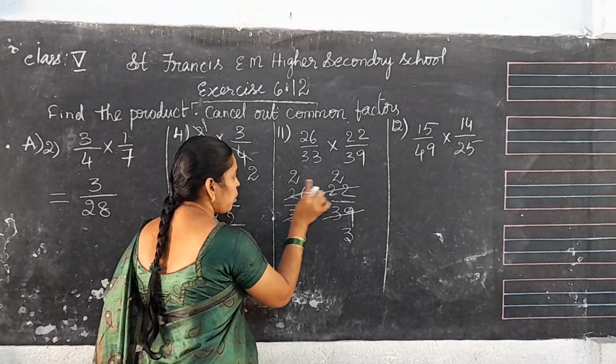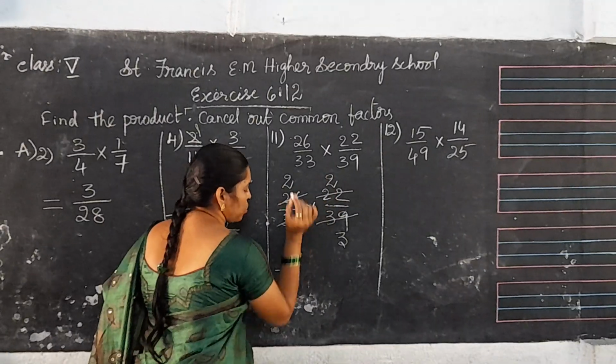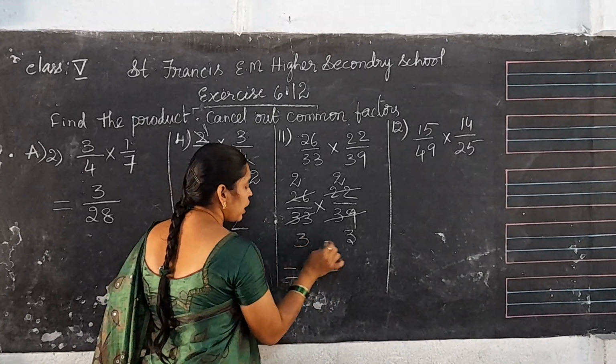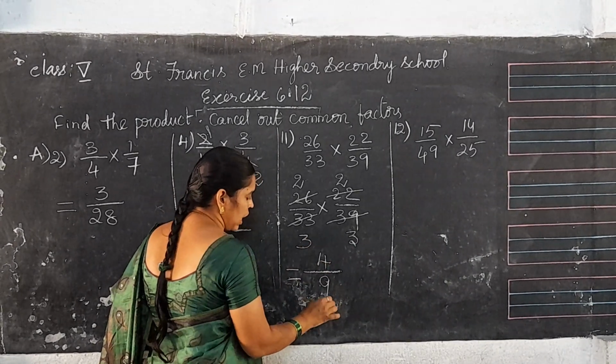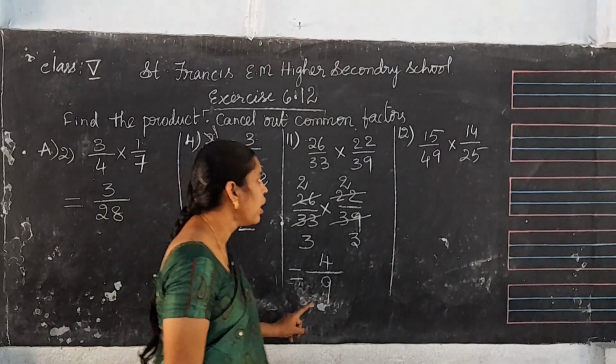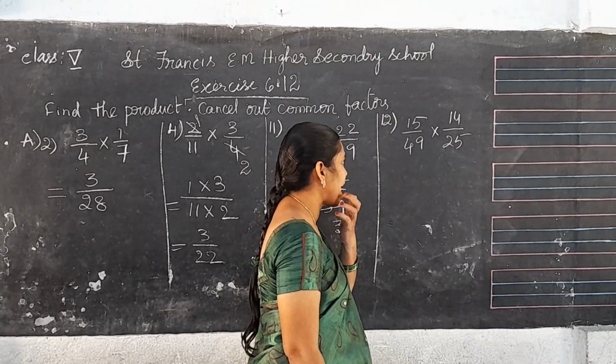Now you do numerator multiplication. 2 into 2, 2 2s are 4. The product you should write in the numerator. 3 into 3, 3 3s are 9. So what is the fraction? 4 by 9. Okay. Now I am going to explain the 12th one.